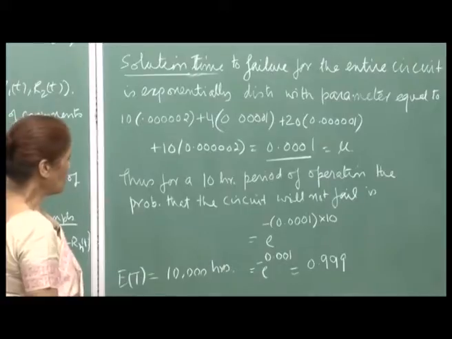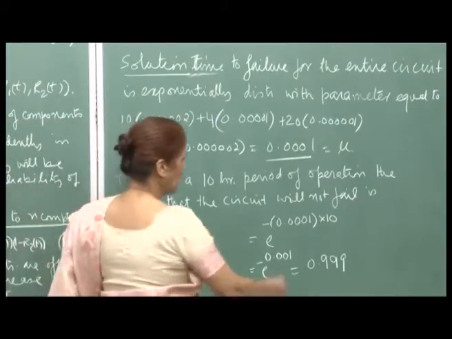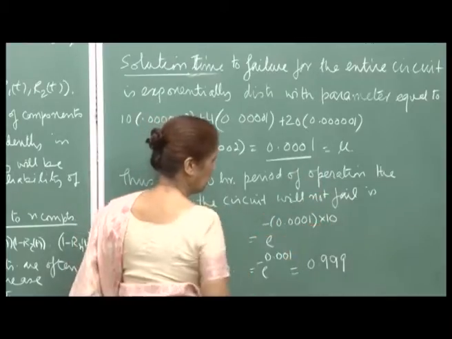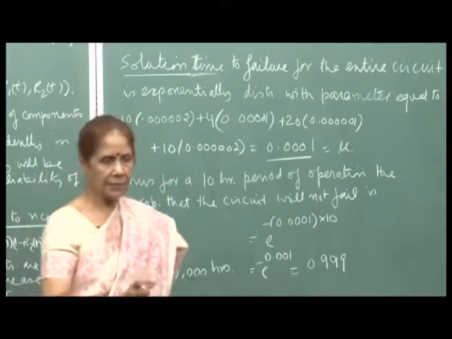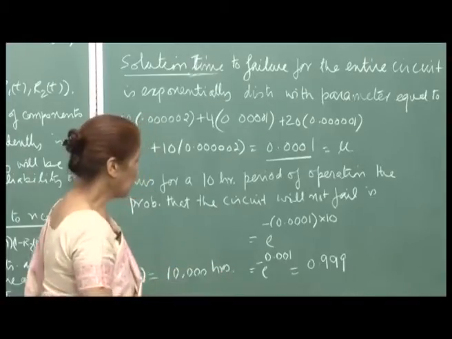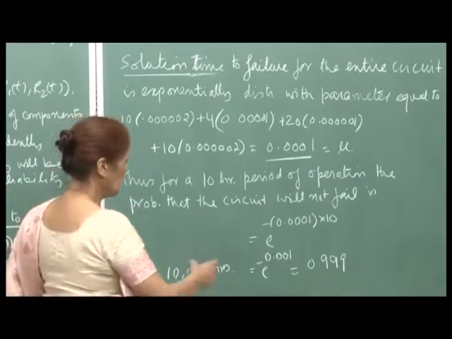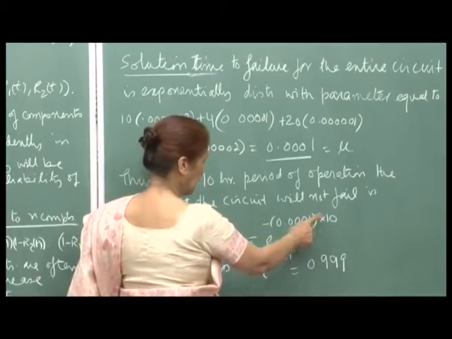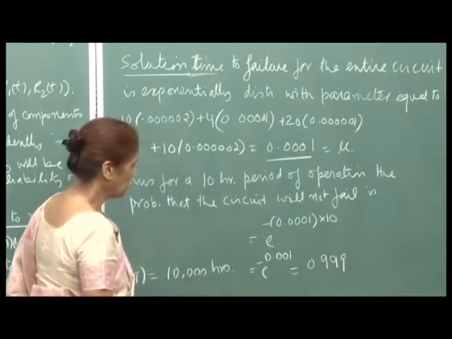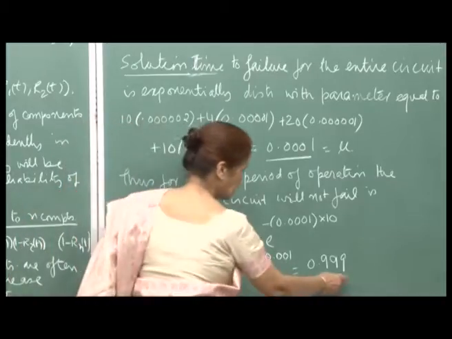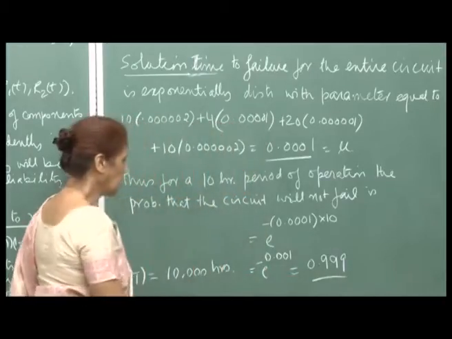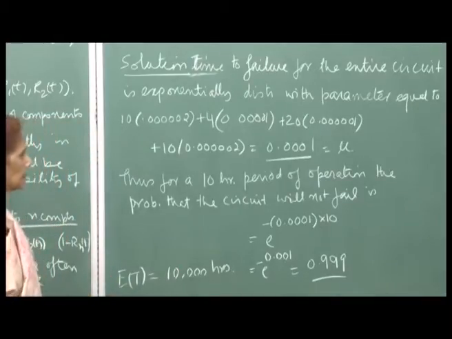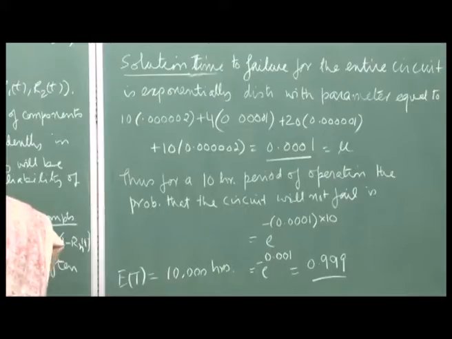And thus, for a 10-hour period of operation, the probability that the circuit will not fail will be e raised to minus mu into 10. Whatever the time period, the parameter gets multiplied by that period. So, e raised to minus 0.001, and the final answer was given correctly, which is 0.999, and therefore, your E t will be 10,000 hours.